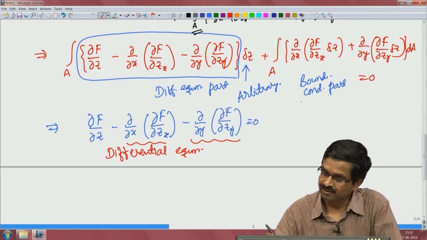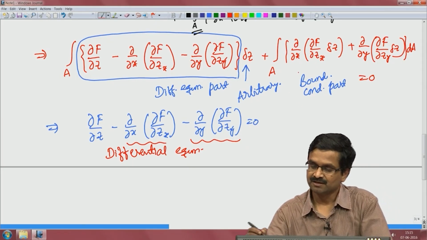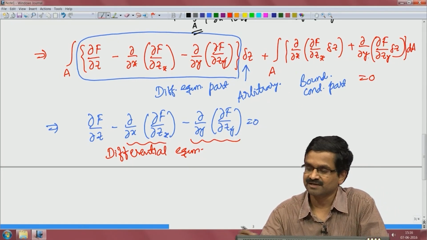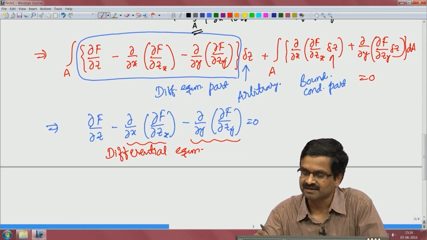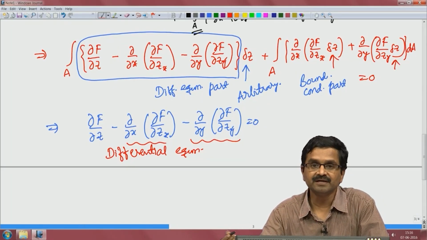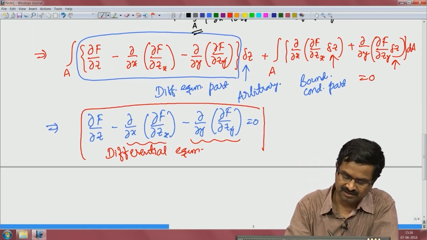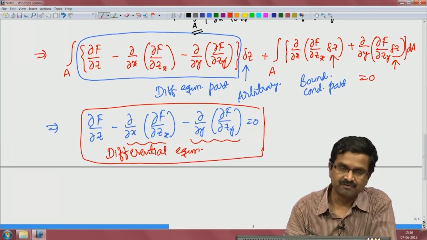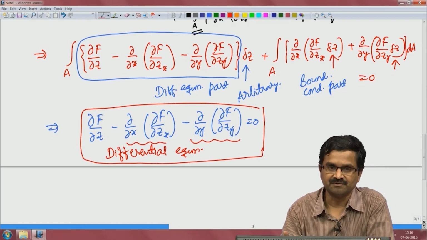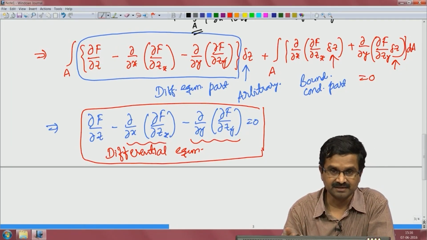Okay. The boundary condition part is a little tricky, because there is no delta z jutting out here, delta z is inside. To get it outside, we use Green's theorem. The differential equation part, the Euler-Lagrange equation, should be clear to you. Whatever was a total derivative becomes a partial derivative, that is all. Okay. There is nothing different here.